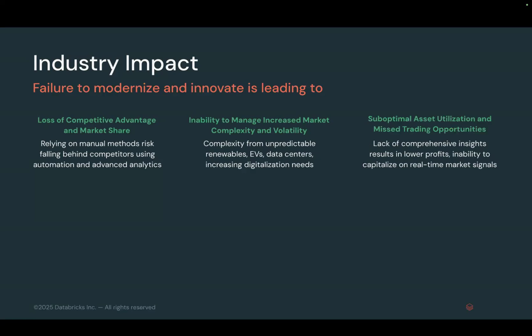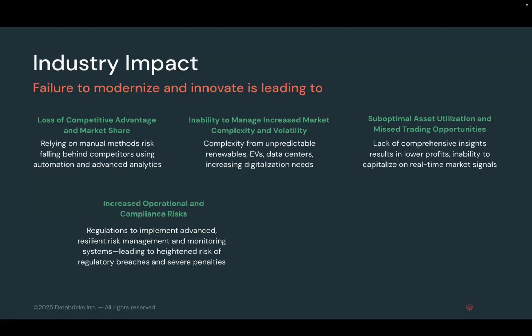Asset optimization. One of the key KPIs of a trader is essentially to make best use of their assets. And with the evolving regulatory space and evolving business models, how do you capture all these insights and make the best use of the assets, whether it's how much to buy, how much to sell, how to hedge? All these are a critical part of the KPIs of an energy trader.